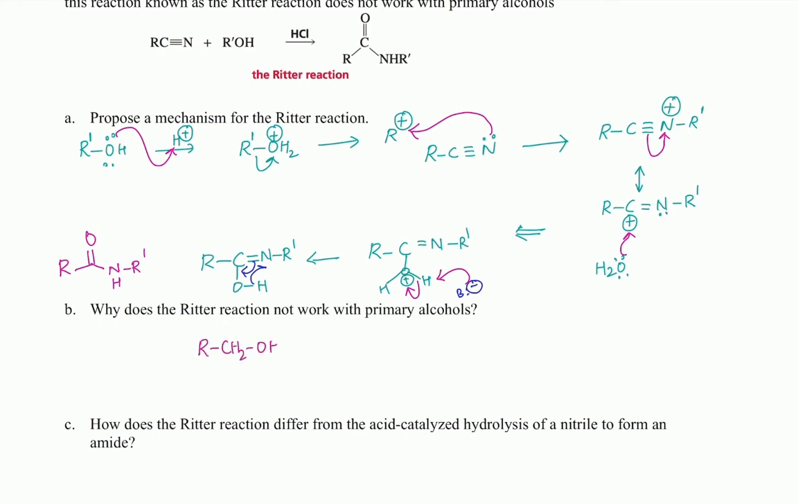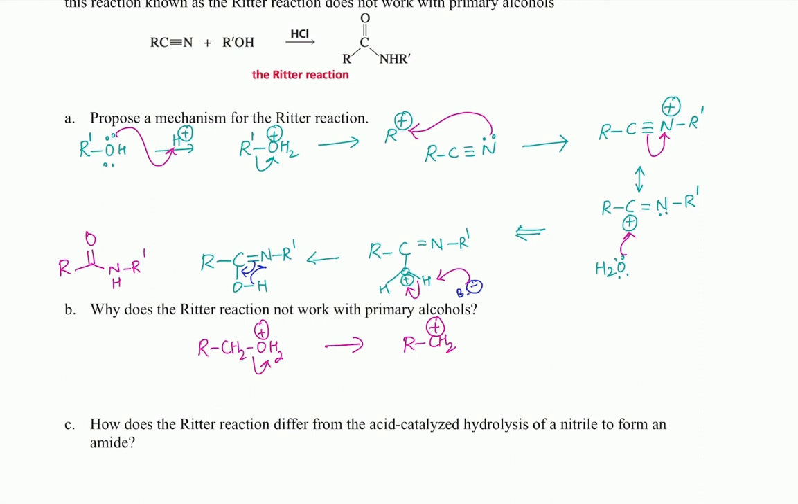So in the first step, it's going to get protonated, and the leaving group is going to leave, and it's going to form a carbocation. But this carbocation is not very stable compared to a tertiary carbocation or a secondary carbocation. So the Ritter reaction is definitely not going to work with primary alcohols because of the low stability of the primary carbocation. Let's also answer the third question. How does the Ritter reaction differ from the acid-catalyzed hydrolysis of a nitrile to form an amide?